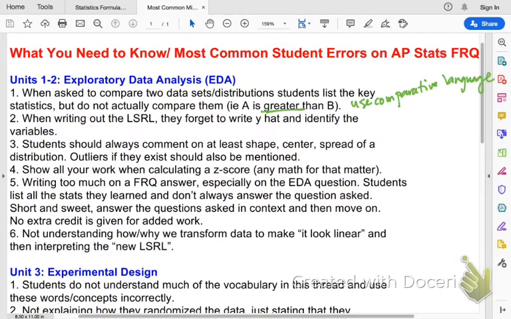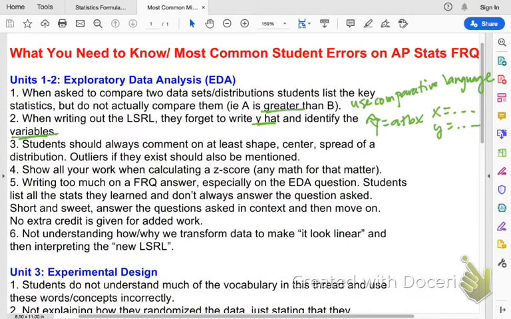When writing out the LSRL, they forget to write y hat and identify the variables. So you can't just put y equals a plus bx. Remember, you need a hat. And you would define x and y: x equals this, y equals this. Even if it's listed in the problem, you need to define your parameters and write out the y hat.